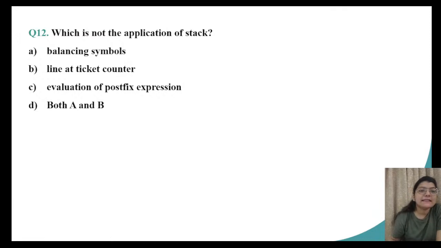See, balancing symbols, evaluation of postfix. We have seen this thing that postfix we have evaluated with the help of stack only, right? So A and C are the applications of stack, but line at a ticket counter, this is not an application of stack. Line at ticket counter is basically an application of Q.